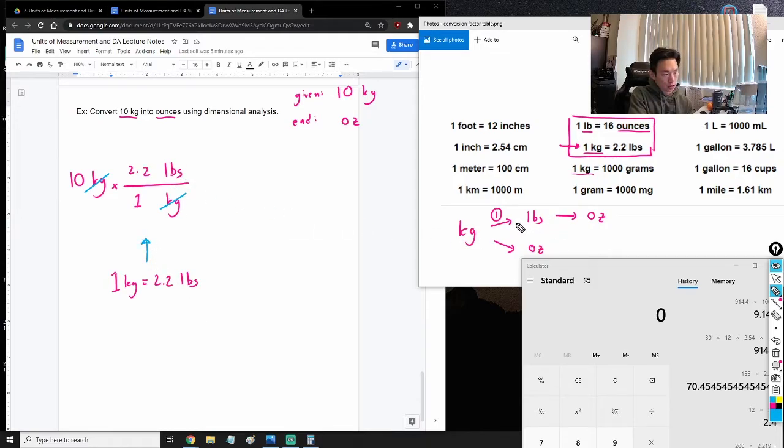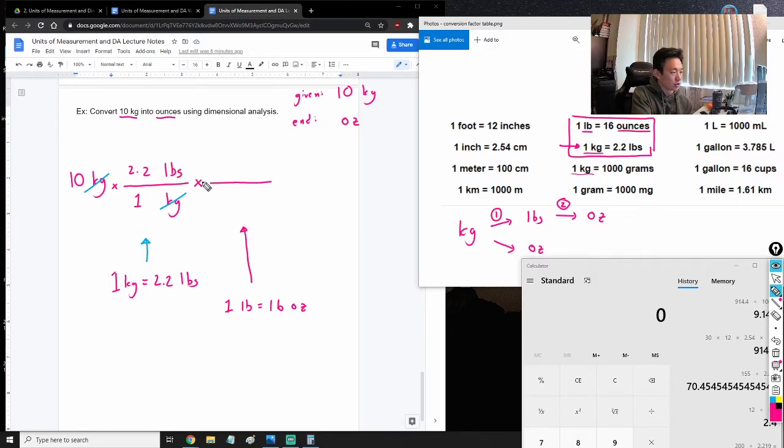So now we're going to turn pounds into ounces, and that's going to be step 2. That's going to be our second fraction, and we're done after that. So we're going to set up one more fraction, and it looks like here we have 1 pound equals 16 ounces. So that's what we're going to put into this fraction.